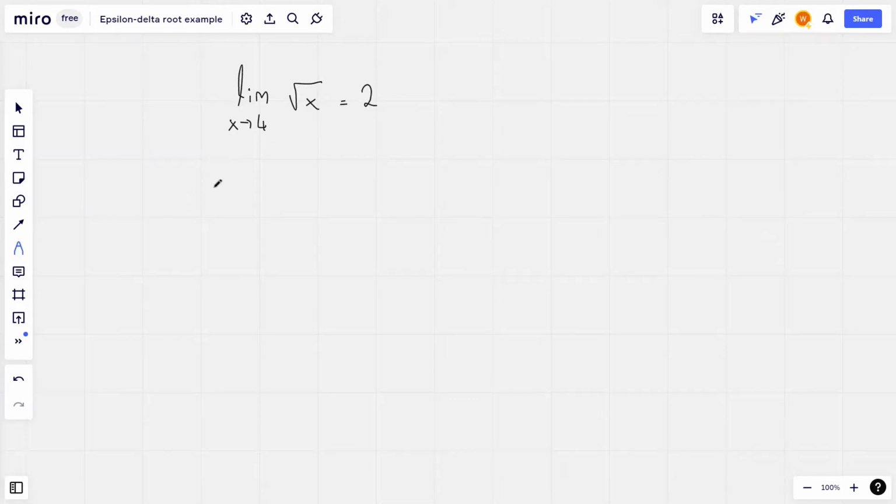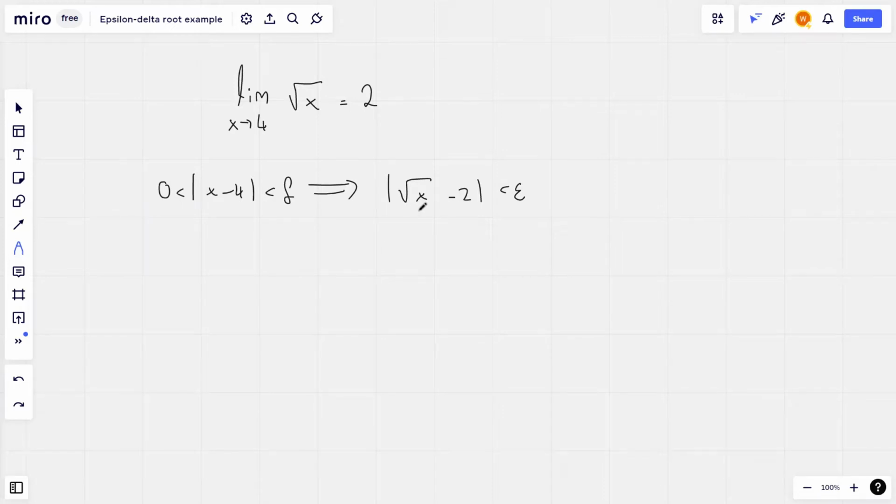So first off, we start this like any other epsilon-delta proof. First we want to do some scratch work to find out what we want. From the definition we know that the modulus of x minus 4 being less than delta should imply that the modulus of square root of x minus 2 is less than epsilon in some way. So we're going to try to find something to go from this to this for some given epsilon.